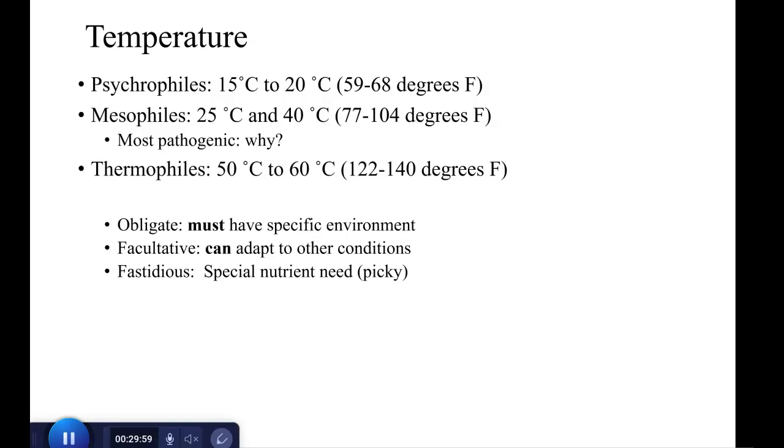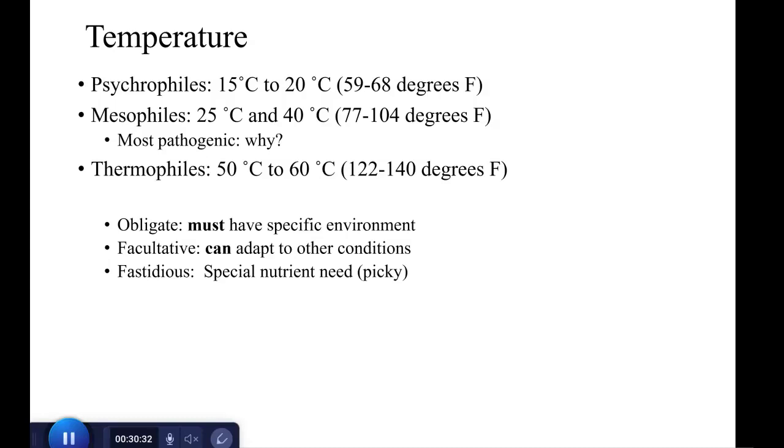We talked about how most pathogenic bacteria are neutrophiles. Most pathogenic bacteria are also mesophiles. Why? Because we're mesophiles. Our body temperature is 98.6 degrees Fahrenheit or 37 degrees Celsius. If they're going to live in us, they're going to have to tolerate that environment. Thermophiles, they like it hot. So they like about 50 to 60 degrees Celsius or 122 to 140 degrees Fahrenheit.